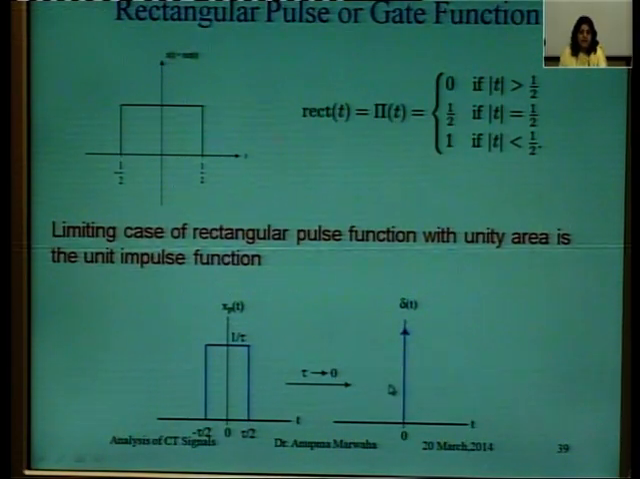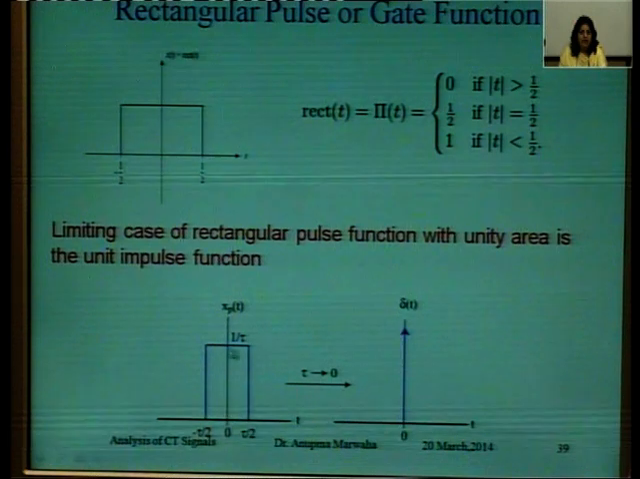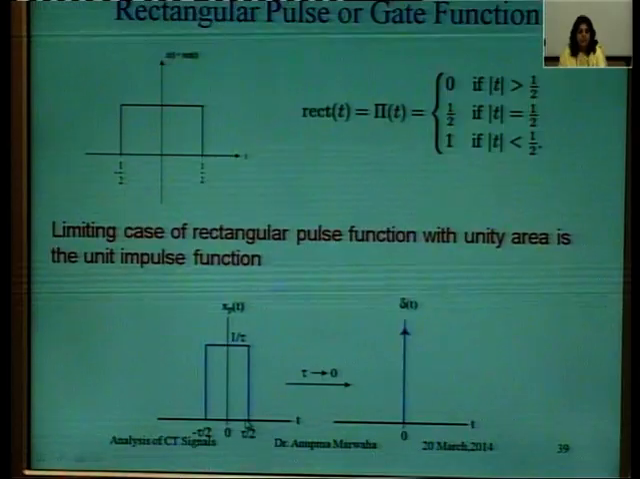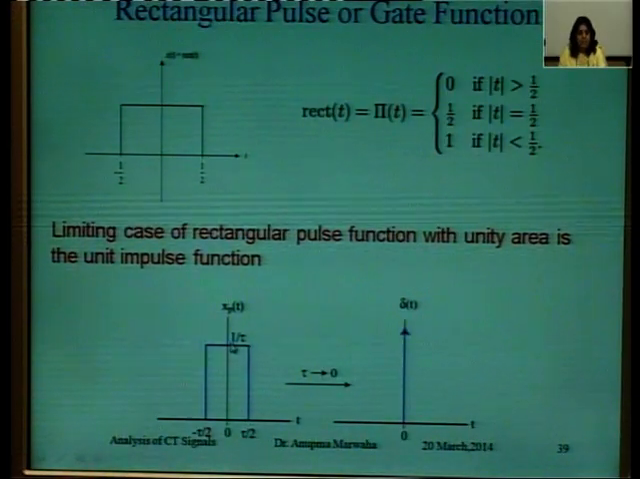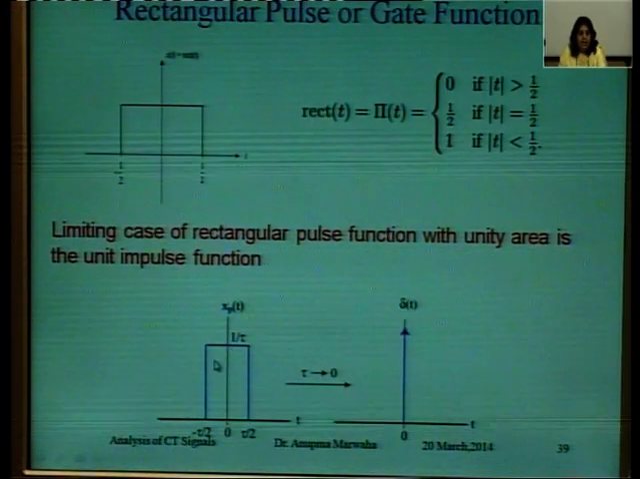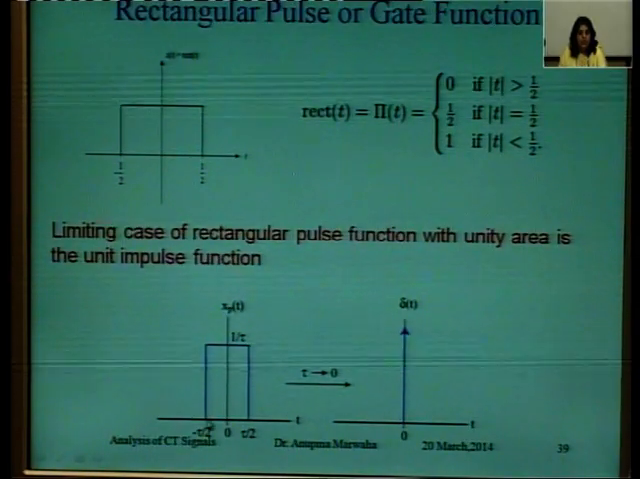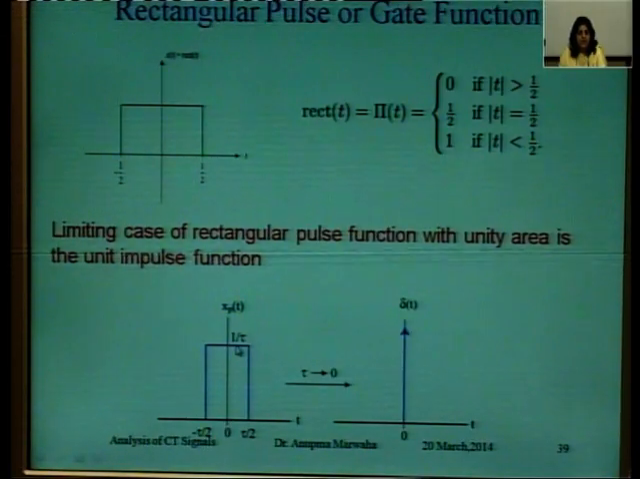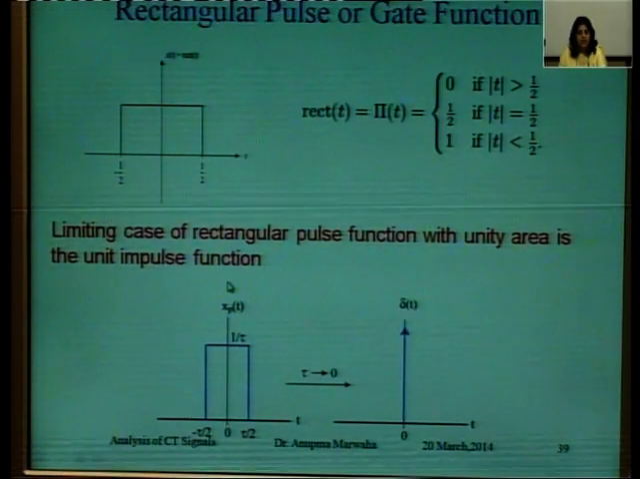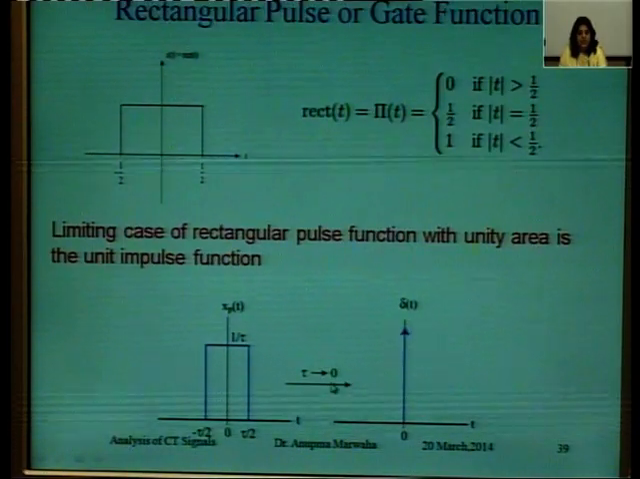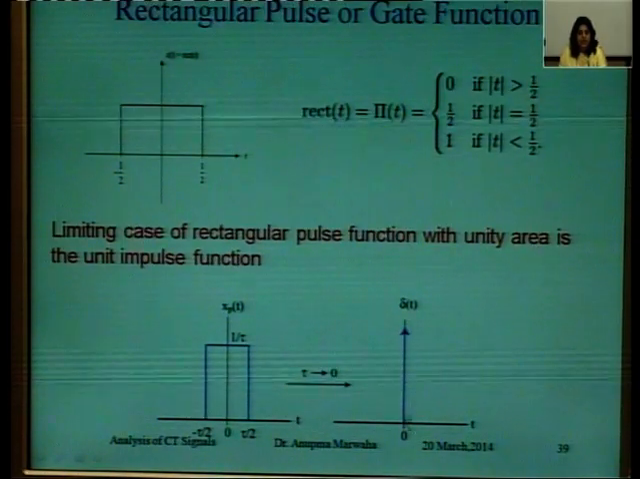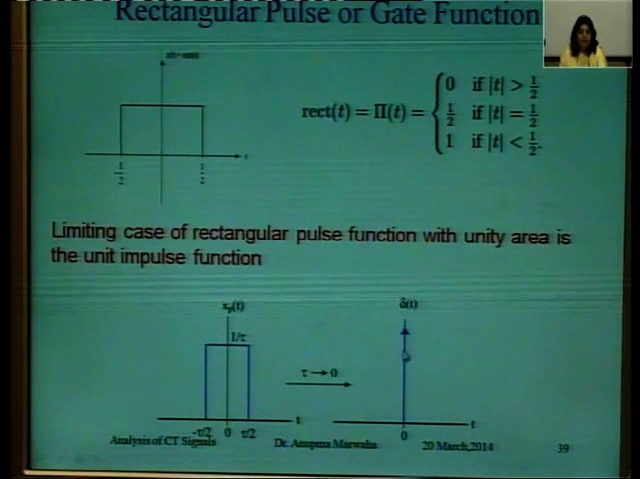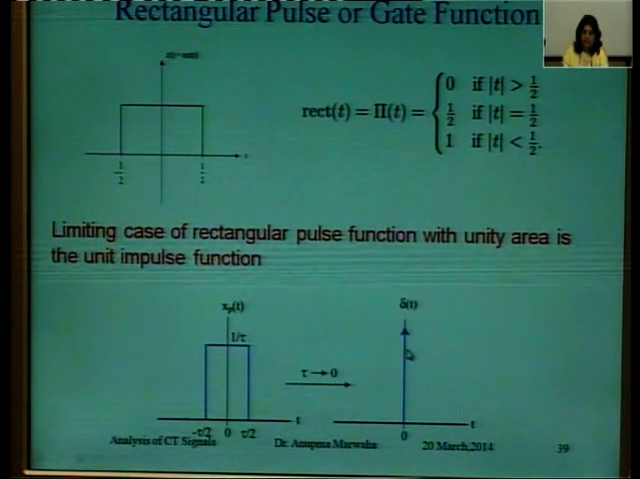For example, here we have a rectangular pulse function whose area is unity. In this case, it extends from minus tau by 2 to tau by 2 and its value is 1 by tau, so that the area is 1. Then as we reduce the value of tau to 0, what will happen? The width of the pulse will go on reducing. If tau is being reduced, 1 by tau will go on increasing. So, what happens if tau becomes equal to 0? The width will be equal to 0 and the value of the function will extend to infinity, which is equal to a unit impulse function.